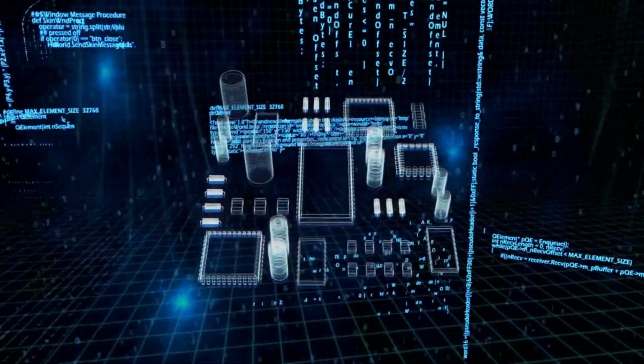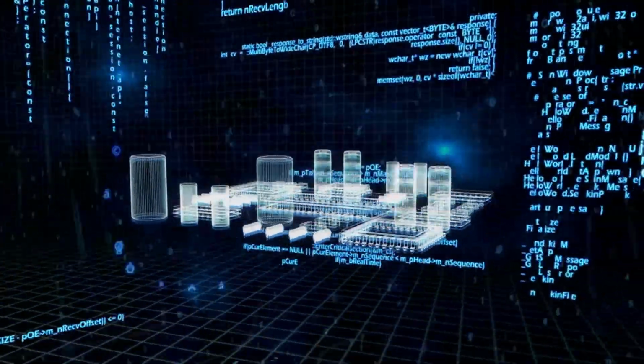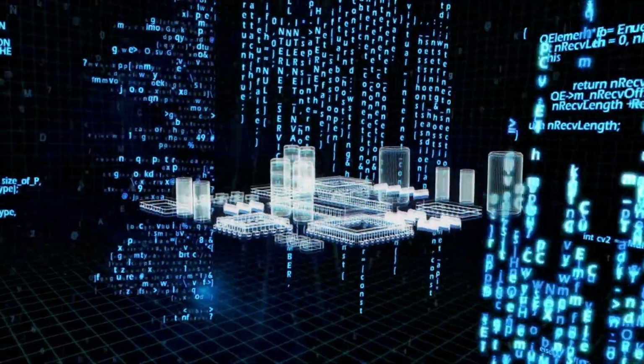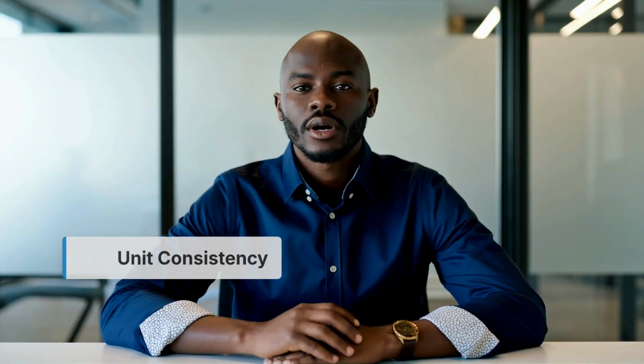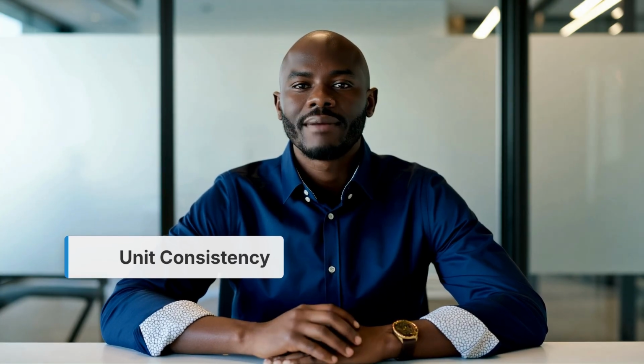This output represents the actual material weight you'll need for manufacturing, crucial for cost estimation and structural load calculations. Remember, always verify your unit consistency before calculating to avoid order of magnitude errors.